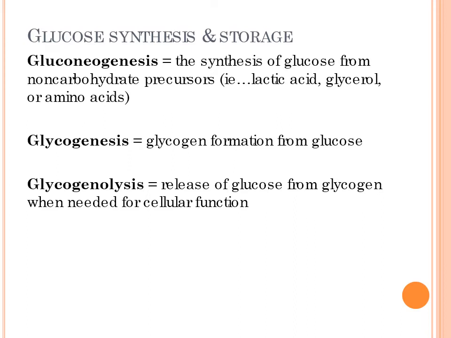Glycogenesis is glycogen formation from glucose. So first you would form glucose in gluconeogenesis, and then the glucose could be further formed into glycogen for storage. And then glycogenolysis is the release of glucose from glycogen when it's needed for cellular function. So when we have excess glucose, we can form glycogen through glycogenesis, and when we need glucose, we can break down glycogen in glycogenolysis.